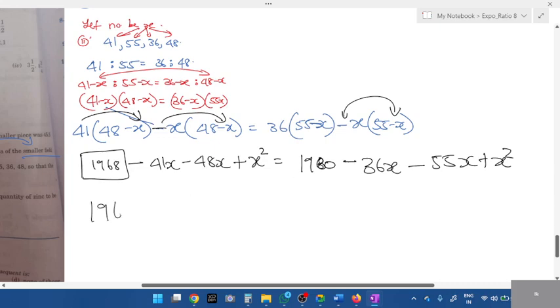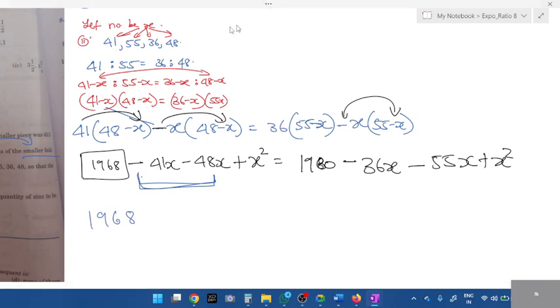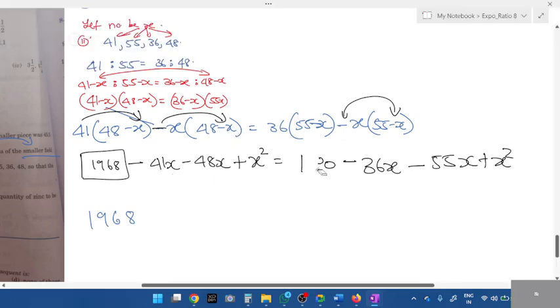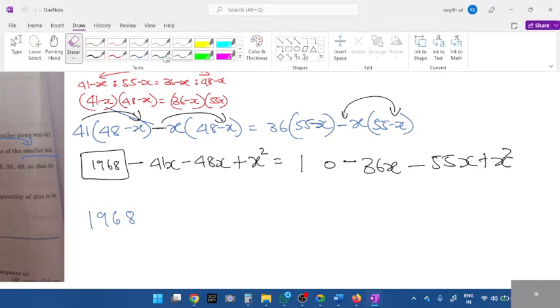Now, let us shift all the numbers to one side, alphabets to the other side. Let me keep 1968. Shift the numbers to the right hand side. Alphabets, what are the alphabets, students? Minus 41x and minus 48x, aren't these two like terms? These two are like terms. What's the value you get? Minus into minus is how much, students? See, complete it till here. Let me know if you have done till here. All of you have done?